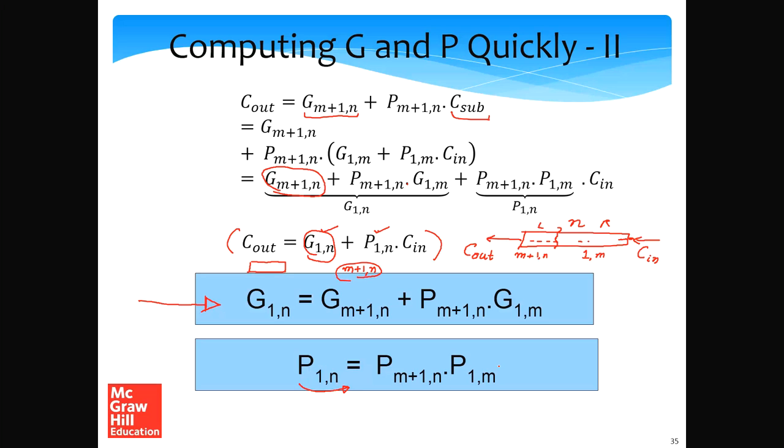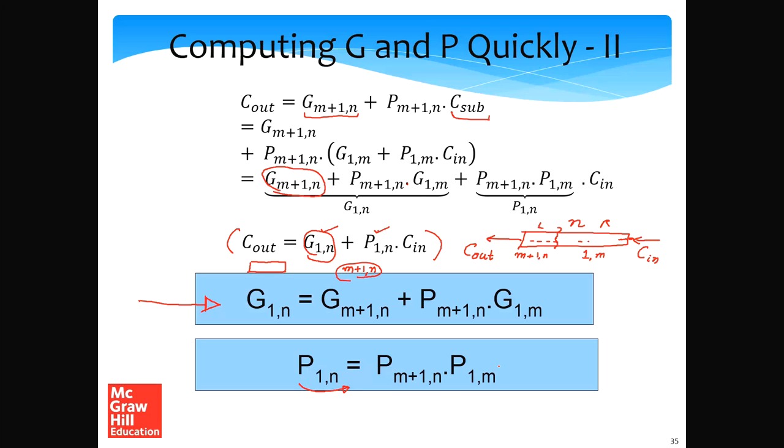But the important take-home point over here is that a carry out is generated only under two circumstances. Either the n-bit block generates a carry, which means irrespective of the input carry, the output will always be 1, or it propagates a carry, which means that if the input carry is 1, the output carry will be 1, and if the input carry is 0, the output carry is 0.